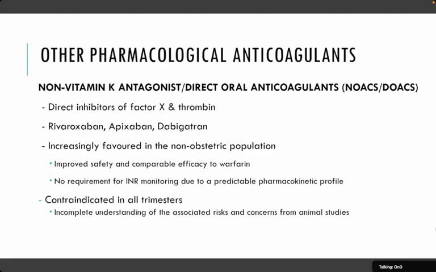Other pharmacological anticoagulants to consider are the non-vitamin K oral anticoagulants, or the direct oral anticoagulants. These are direct inhibitors of factor 10 and thrombin. Examples of them are rivaroxaban and apixaban. There's increasing favor of their use in the non-obstetric population because of improved safety profiles and comparable efficacy to warfarin, as well as no need for INR monitoring due to their more predictable pharmacokinetic profiles. But they are contraindicated in all trimesters of pregnancy due to an incomplete understanding of the associated risks and concerns from animal studies.